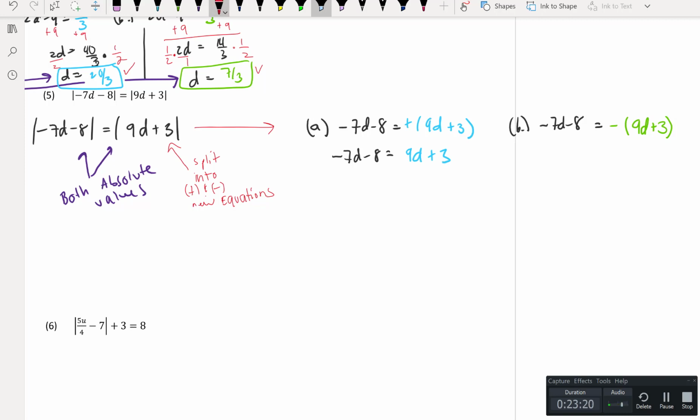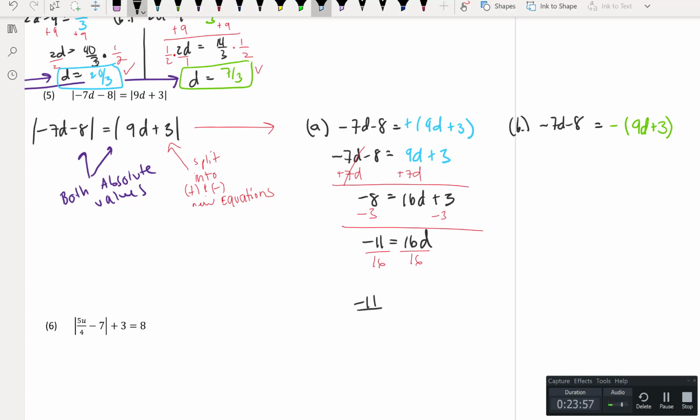So here in part A I have negative 7d minus 8 is equal to a positive 9d plus 3. Now to get the d isolated, I'm going to add 7d to both sides. So it cancels over here, and I have negative 8 is equal to, and 9 plus 7 is going to give you 16d plus 3. So I can subtract 3 from both sides. Negative 8 minus 3 gives you negative 11. It's equal to 16d. From here, I am going to divide by 16, divide by 16. So negative 11/16 is equal to d.